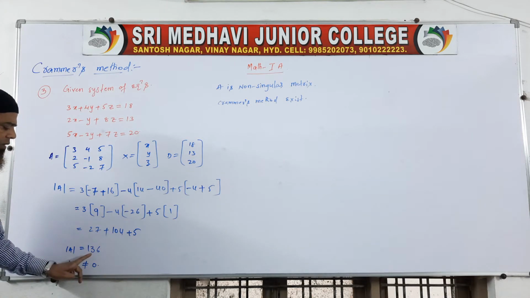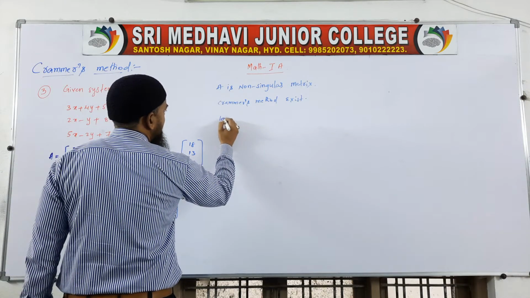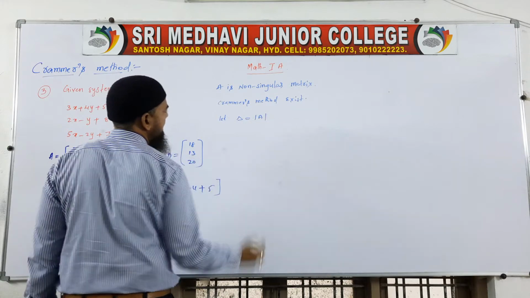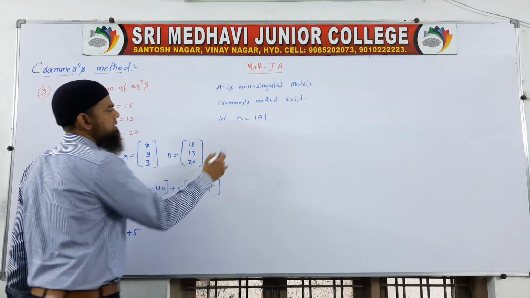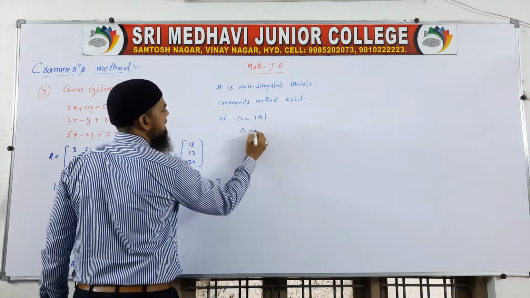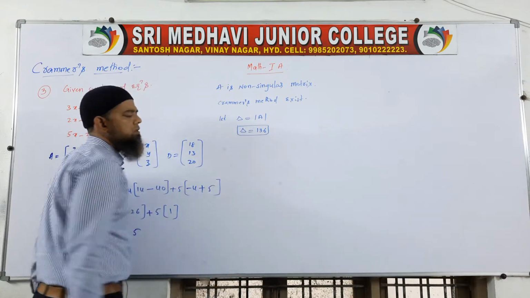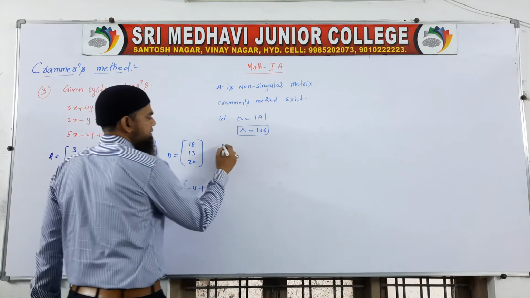Now det A is equal to 136 now. When you are applying Cramer's method, immediately let delta is equal to det A. What is det A? 136. That 136 is taking as delta. Delta is equal to 136. Keep in the box. This is the first value. Now, problem starts from here onwards.